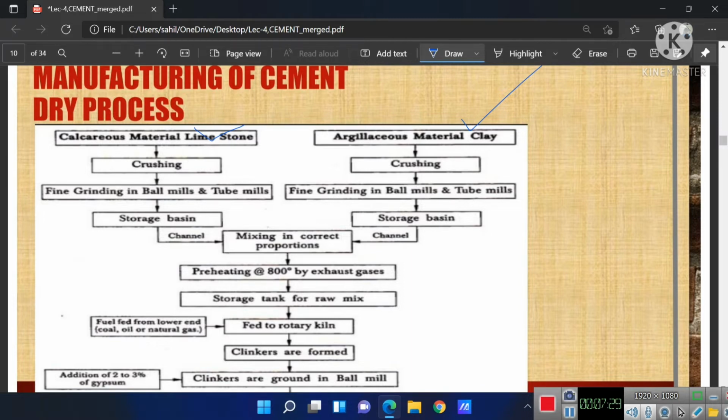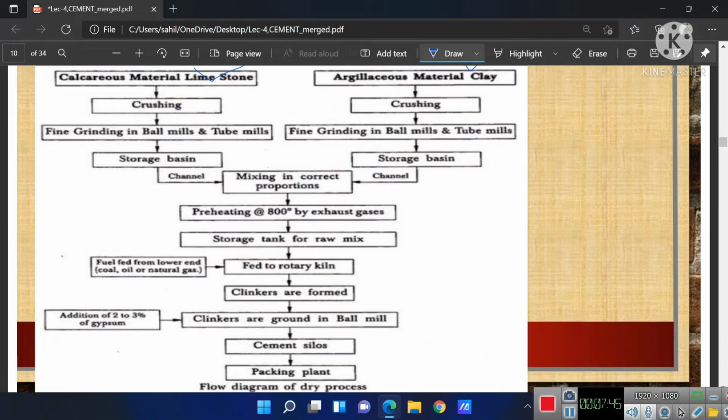And in the case of argillaceous material, the crushing and fine grinding in ball mills and tube mills is done, and it is then delivered to a storage bin for mixing in correct proportions. Preheating is done by exhaust gases at 800 degrees centigrade, storage tanks are used for the raw mix, and fuel is fed from the lower end to the rotary kiln.